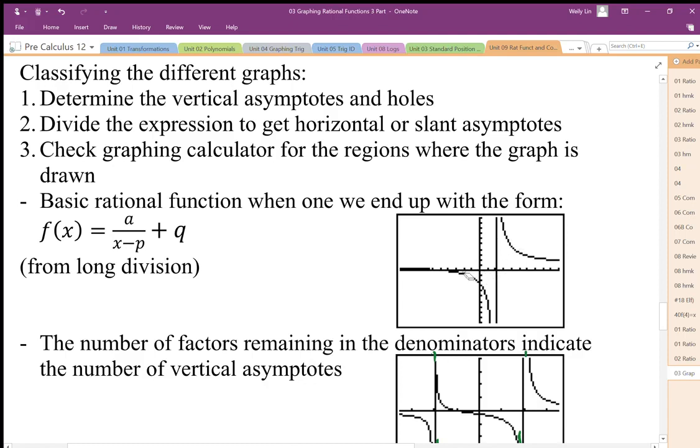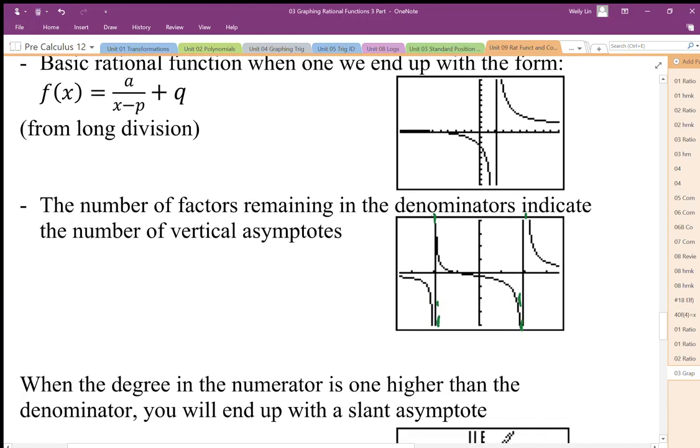So in this case here, we only have one denominator factor that's uncancelled, and then we can work out the horizontal asymptote from our limit. If we factor and simplify, and we have a double vertical asymptote, that would mean we have two factors in the denominator left over. So I would end up with some factors x minus a, x minus b, and that would give us two vertical asymptotes here and here.